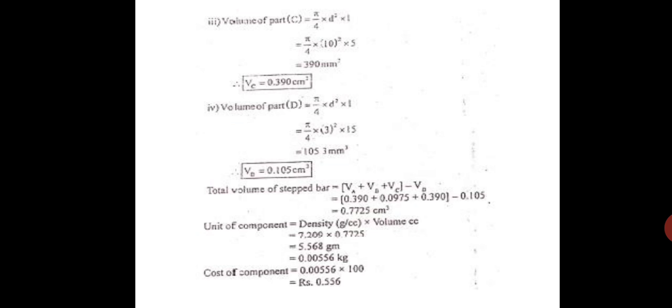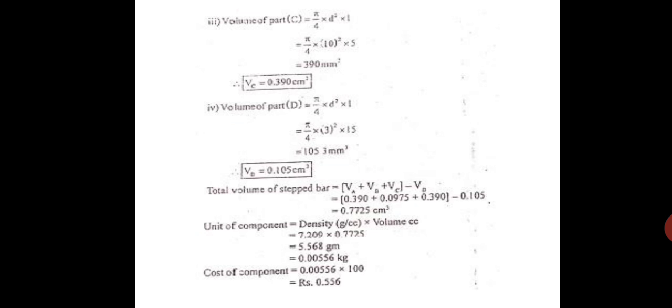So 7.2 is the density given, into 0.77, that is the volume. So you get 5.56 grams. If you divide by again 1000, you will get kilograms, 0.00556 kilograms. And in the problem itself, it is given that cast iron costs 100 rupees per kg. So multiply 0.00556 kg into 100, you get rupees 0.556 as the cost of the component.